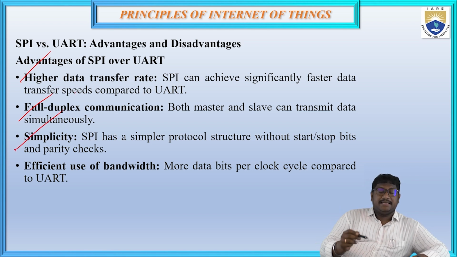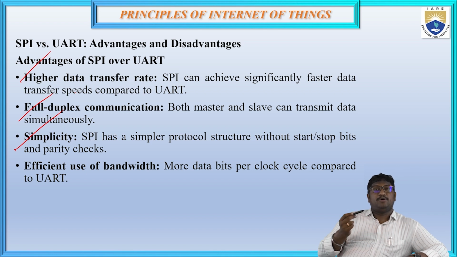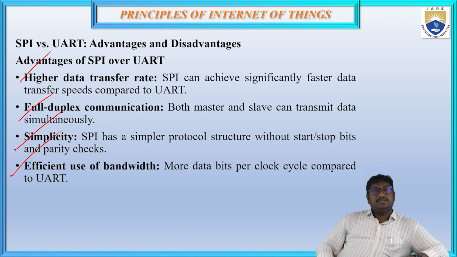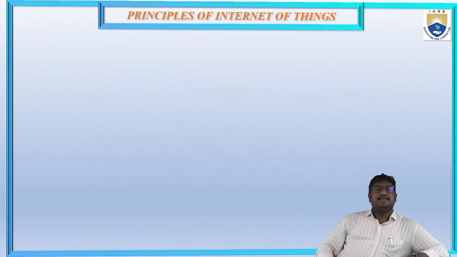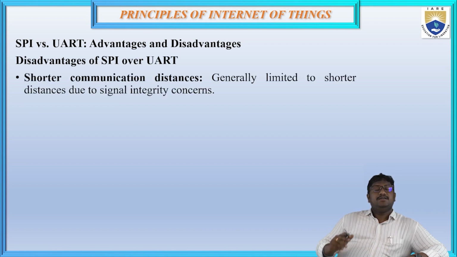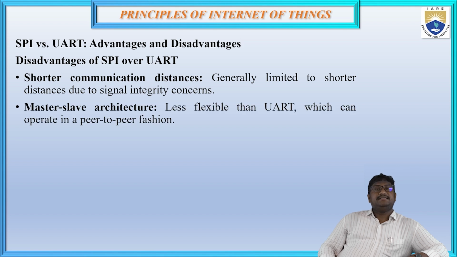And it has simplicity. SPI is a simple protocol structure without start and stop bits or parity checks. Efficient usage of bandwidth, which plays a major role. These are the advantages. Coming to the disadvantages in SPI, the first is shorter communication distance. It is only used for limited communication distance.